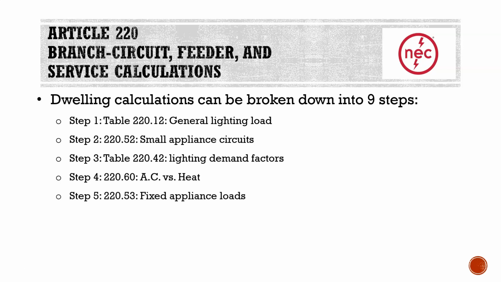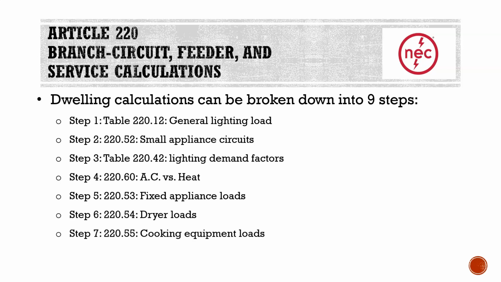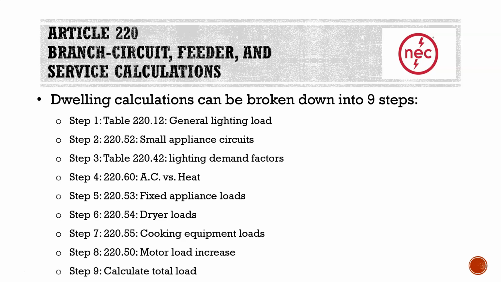Step 5, 220.53 are fixed appliance loads. Step 6, 220.54 are dryer loads. Step 7, 220.55 cooking equipment loads. Step 8, 220.50 are motor loads. And step 9, we're going to calculate the total load based on the sum of our other steps.